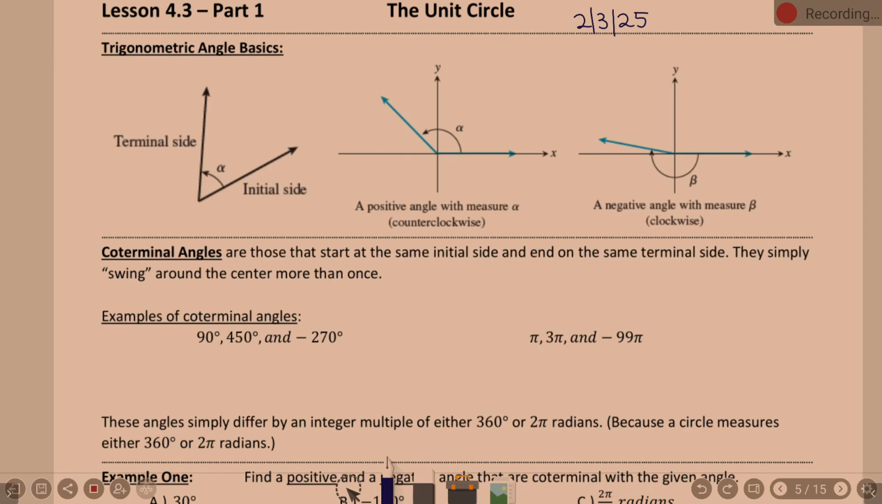First, when looking at any given angle as we work with the unit circle, the vocabulary of initial side and terminal side. Initial side being the side you are beginning at, starting your measure at. Terminal side being the side that you are ending at. As we go to measure an angle, they might talk about the terminal side. That's your ending point, essentially.